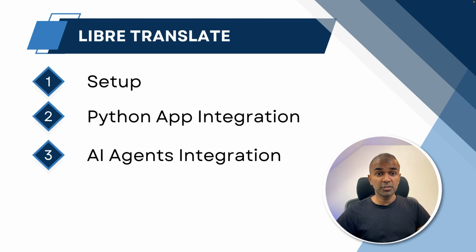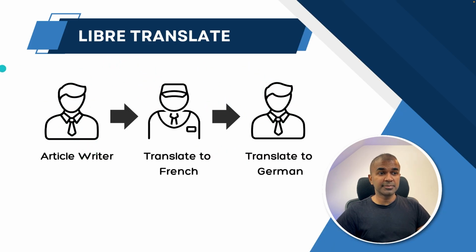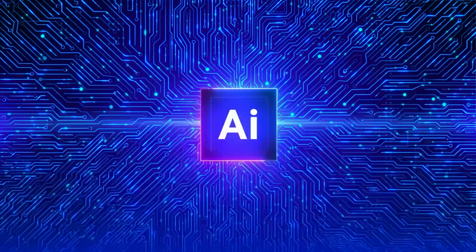By the end of this video, you will learn how you can set up LibreTranslate, how you can integrate that with a Python application, and how you can integrate that with AI agents, that is creating three different AI agents, one article writer agent and other translator agents. Also, I will provide all the code in the description below. Anyone will be able to easily run and integrate that in your own application. That's exactly what we're going to see today. Let's get started.